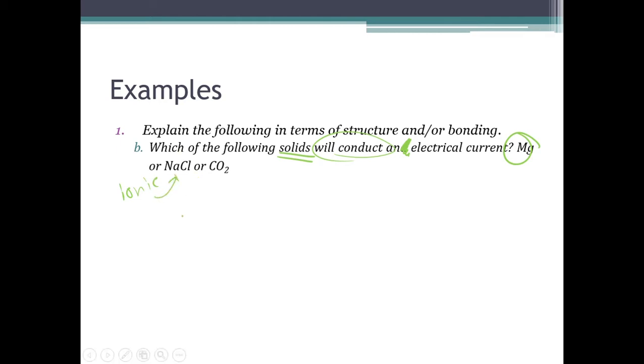If this sodium chloride were dissolved in water, it would conduct, but it's not, so it doesn't. So this is covalent, and as we'll see in just a second, there's really not a whole lot that will make your covalent compounds ever conduct current.